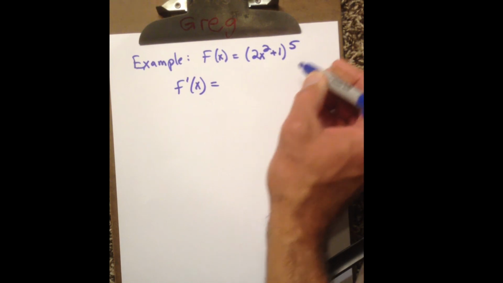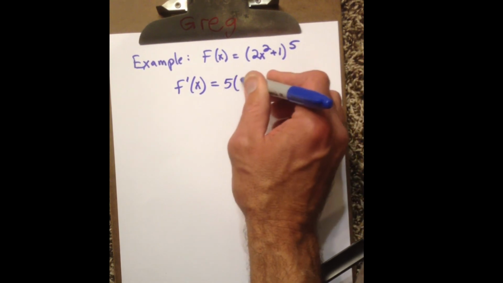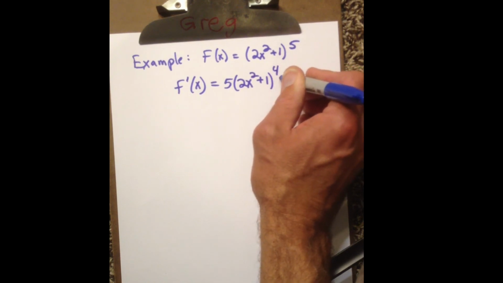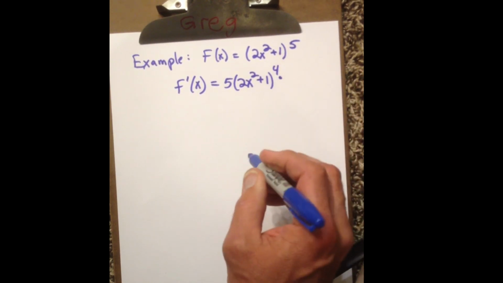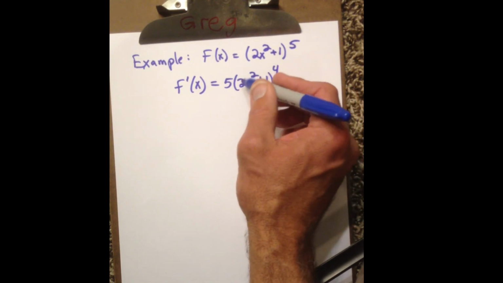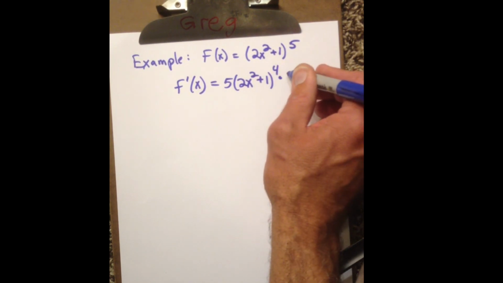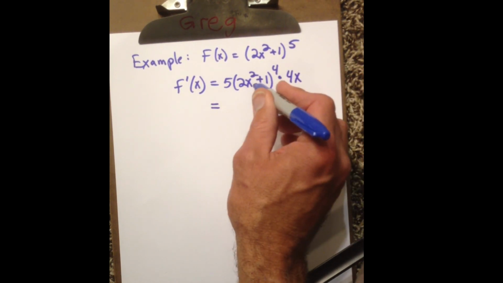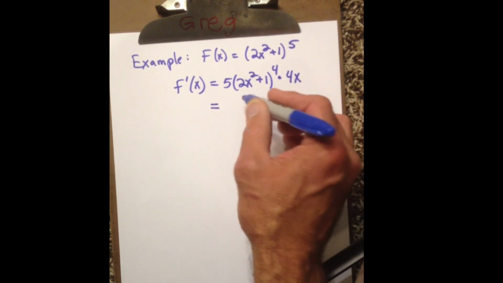I treat it like power rule. The 5 comes down as a multiplier. I decrease the exponent by 1. But chain rule requires one more thing. Multiply by the derivative of what was raised to the power in the first place. And the derivative of 2x squared plus 1 is 4x. So there's my final answer. 5 times the quantity 2x squared plus 1 to the 4th times 4x.